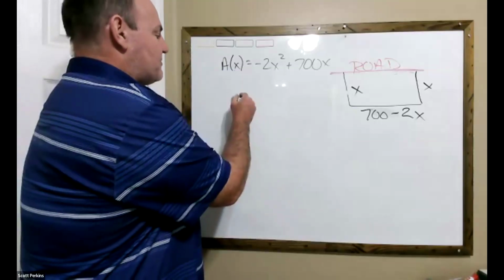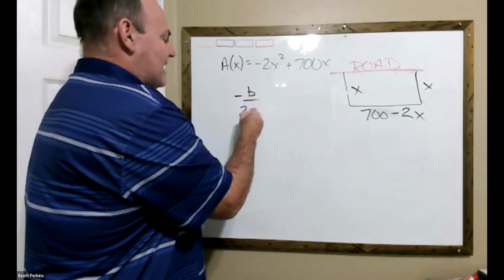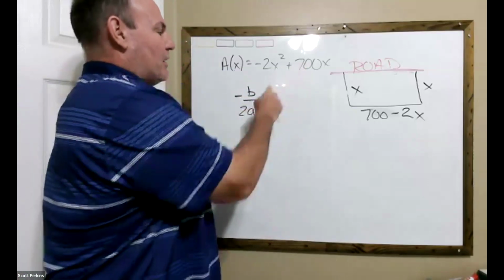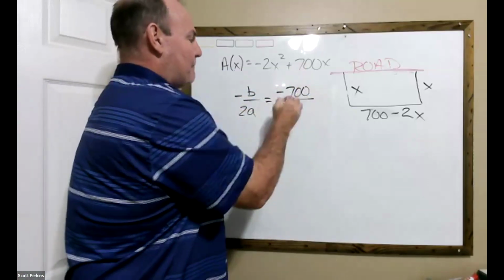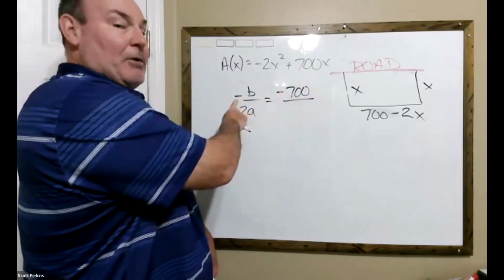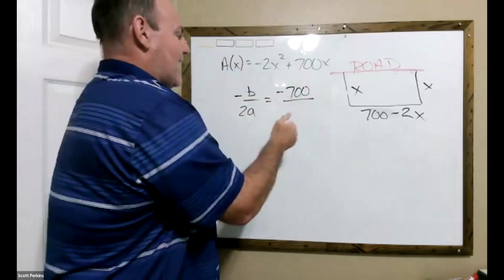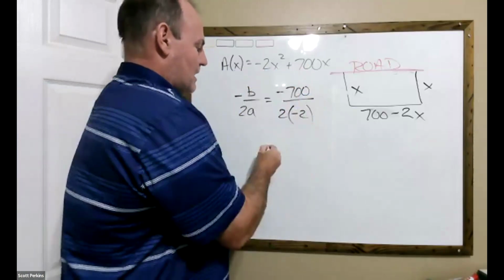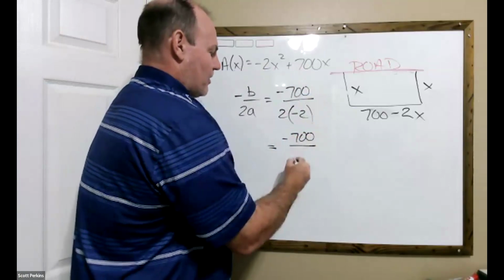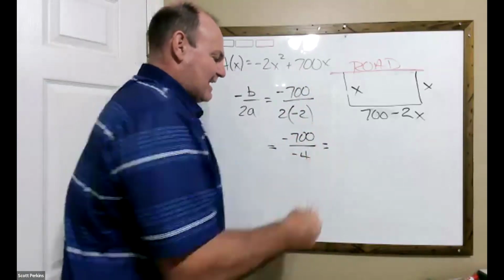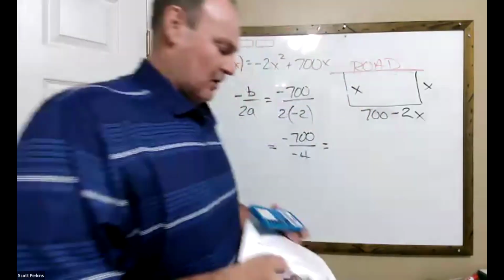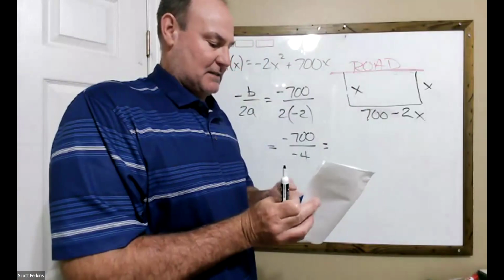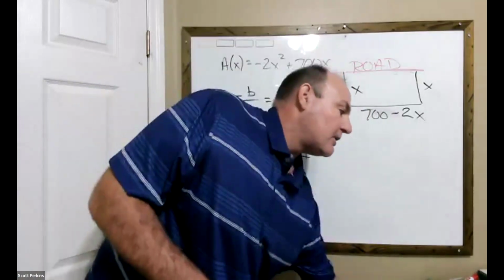Okay, so what we are going to do for the last part is we're going to use the vertex formula. So remember the vertex formula, the x-coordinate of the vertex is negative b over 2a. And so the value of b here is 700, so that's negative 700 in the top. Where'd that negative come from? From the formula. 2 times a is 2 times the value of a, which is negative 2. So that's negative 700 over negative 4. And negative 700 over negative 4, let me go ahead and make sure I'm doing this right. On a video, you only get one chance. And that is going to be 175.